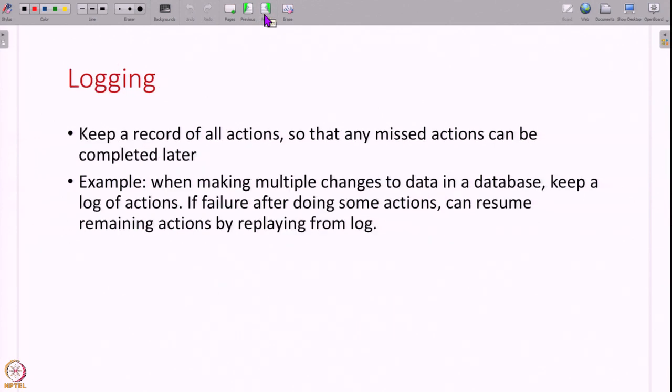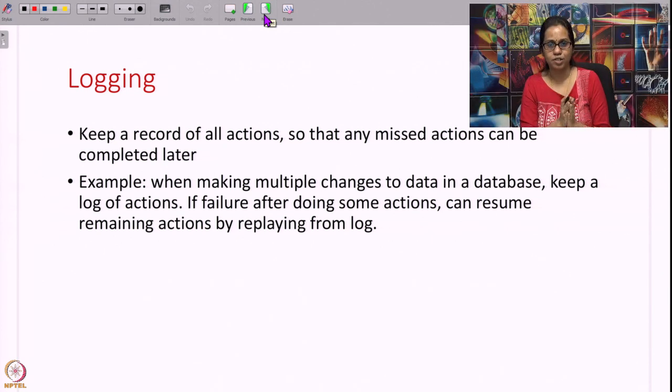So, another design principle is that of logging. Logging simply means you keep a record of all your actions, so that even if a failure happens and some action is missed, you can always redo it later. This is a very simple but powerful idea.